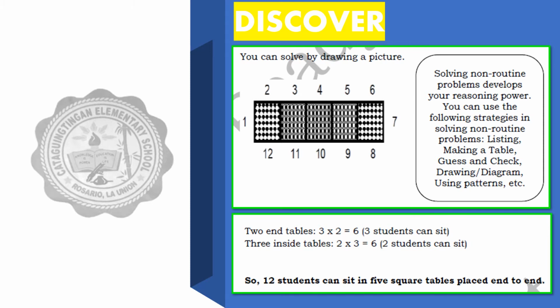End-to-end ko na, di ba? So, diretso yan. So, let us count the drawing. 1, 2, 3, 4, 5. So, 5 square tables. Now, in every square table, it should be 4 students ang pwedeng makaupo. Since yung isa ay isang space or isang side ay dinugtong-dugtong, so expect mo na mababawasan na siya.